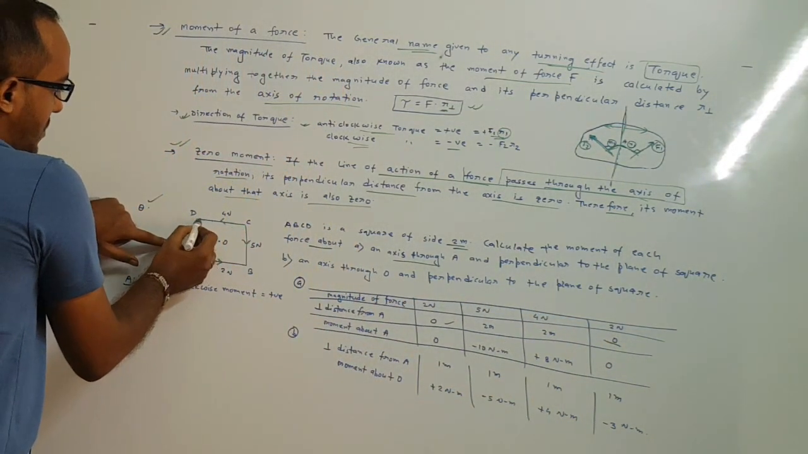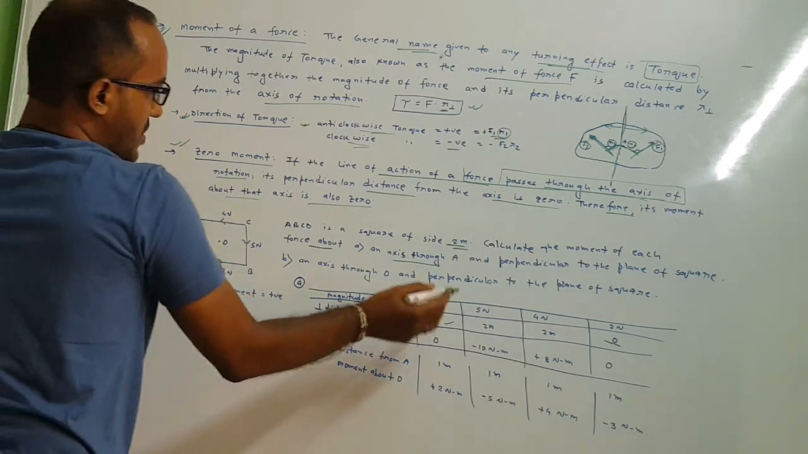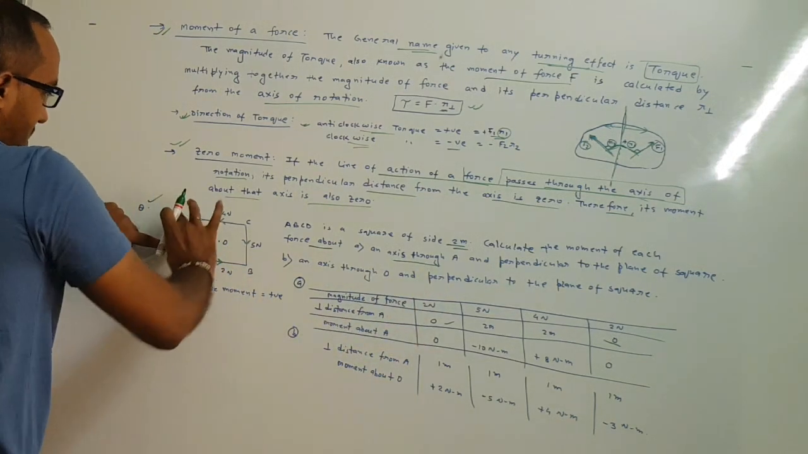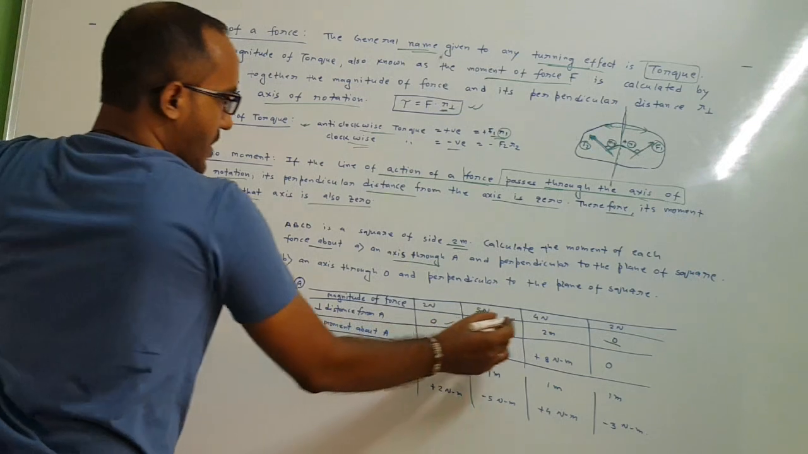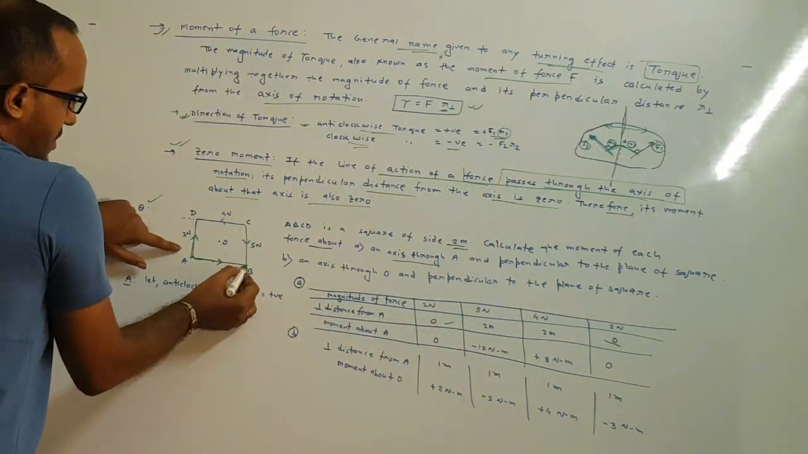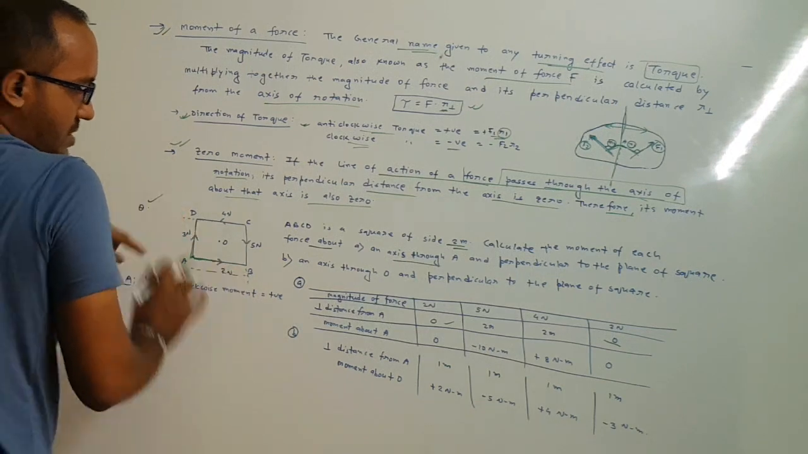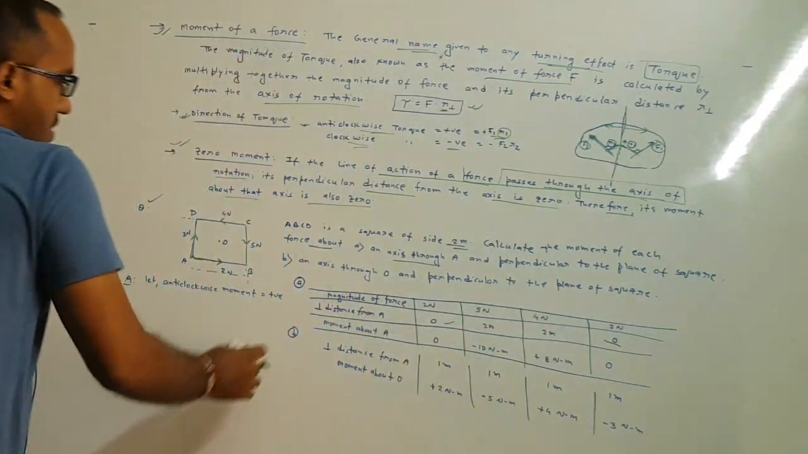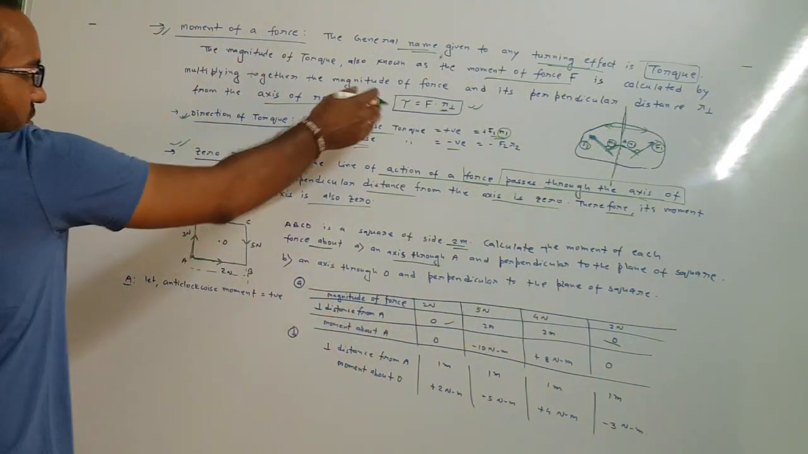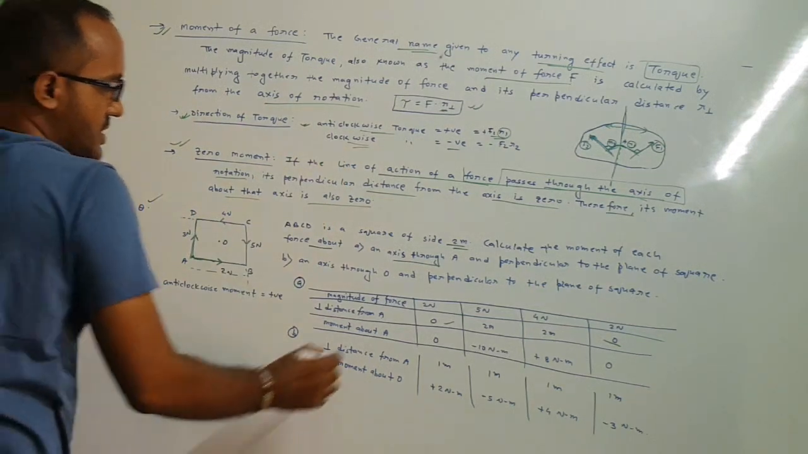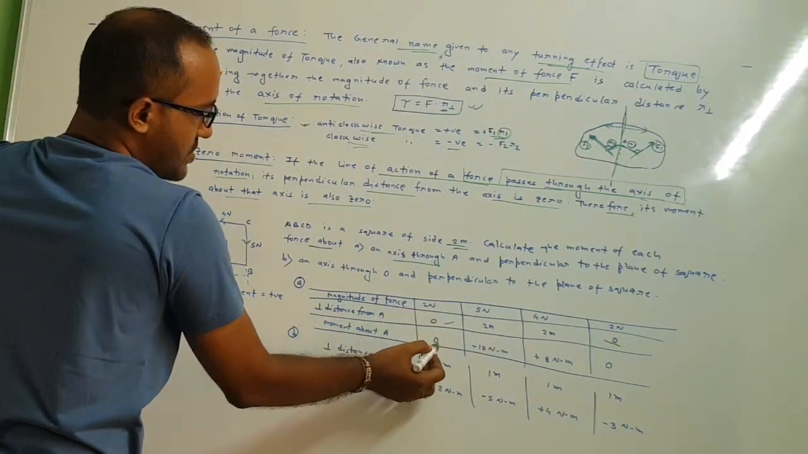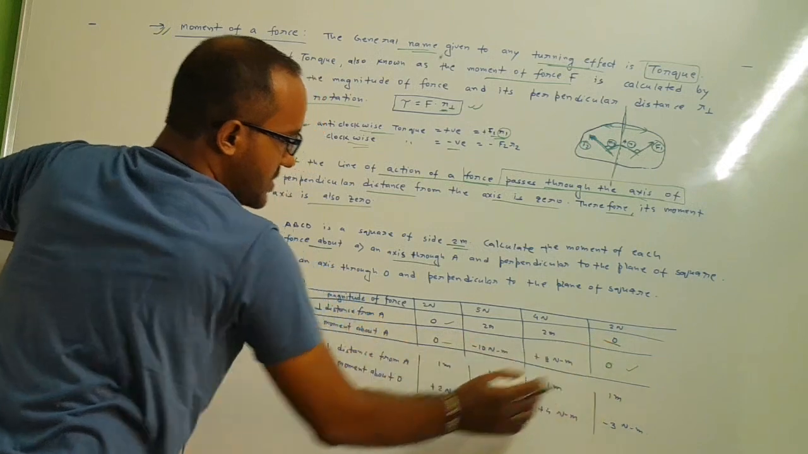If you extend that object for 4 Newton, it would be 2 meter, right? This length is 2 meter. And for 5 Newton, if you extend that object from the axis of rotation, it is 2 meter. Okay, 2 meter. Now what is moment? Moment is force into perpendicular distance. Here perpendicular distance is 0, so moment would be 0.